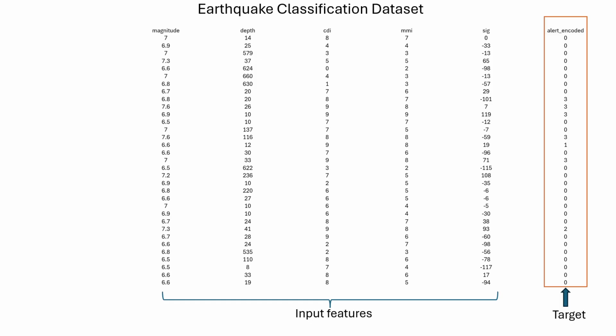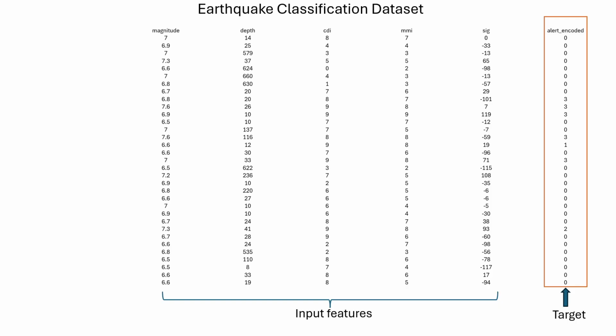Once encoded, we divided the data into 80% for training and 20% for testing. This ensures that the model learns from most of the data, while still allowing us to objectively test its accuracy on unseen examples. This dataset captures real seismic events and the alert levels associated with them.